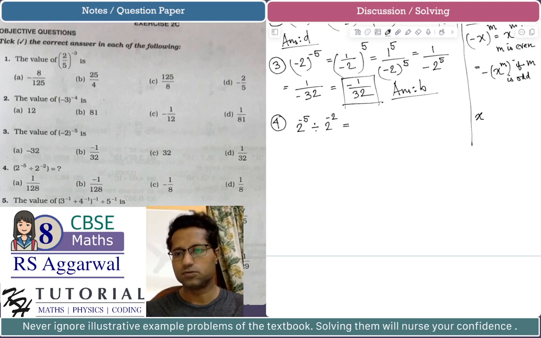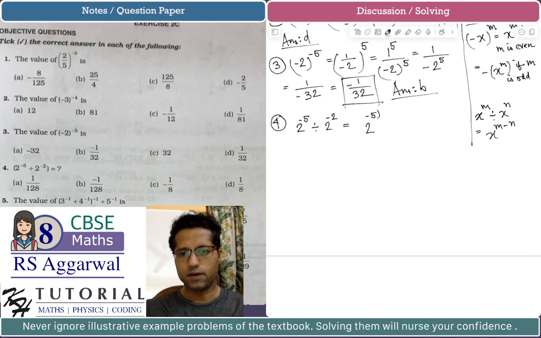So we know that x to the power m divided by x to the power n is equal to x to the power m minus n. Applying this concept, this becomes 2 to the power minus 5 minus minus 2. So this is equal to 2 to the power minus 5 plus 2. This is equal to 2 to the power minus 3.